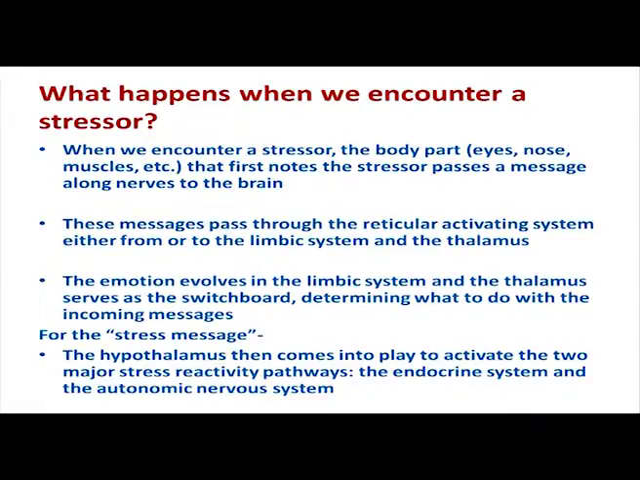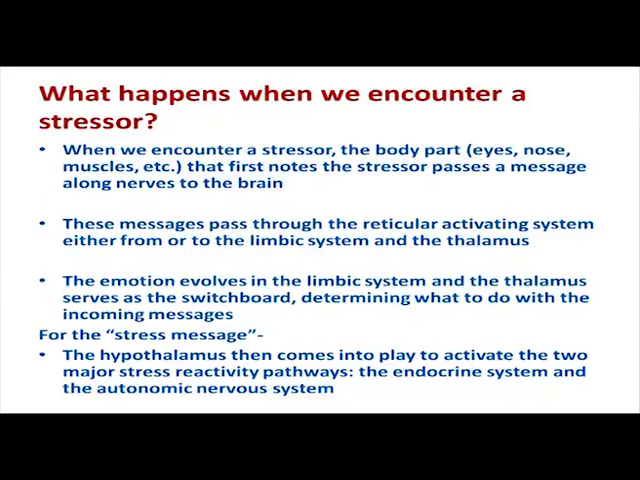So, what happens when we encounter a stressor? When we encounter a stressor, the several sense organs, it could be the eyes, nose or ears, or in fact even the muscles, first note the stressor and pass the message along the nerves, that is the cranial nerves, to the brain. These messages then pass through the reticular activating system. We have seen how it is filtered by the reticular activating system either from or to the limbic system and the thalamus.